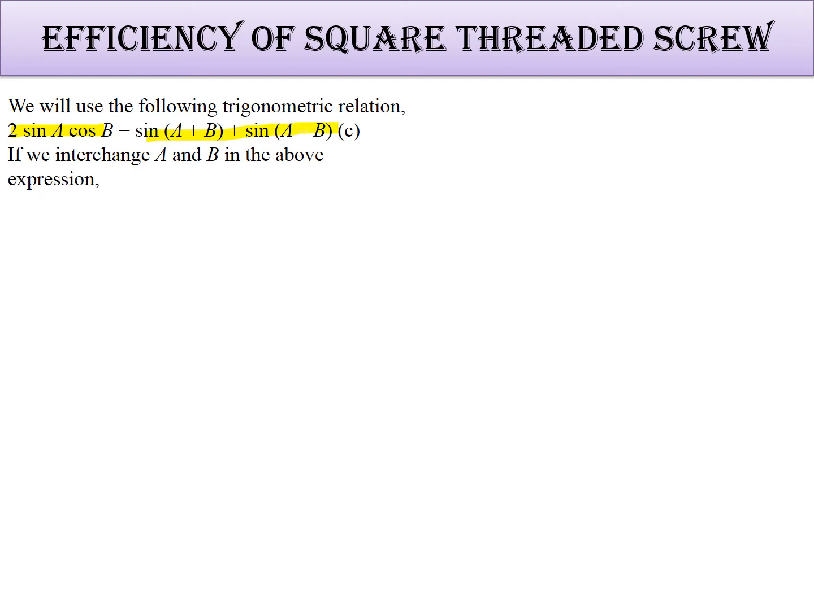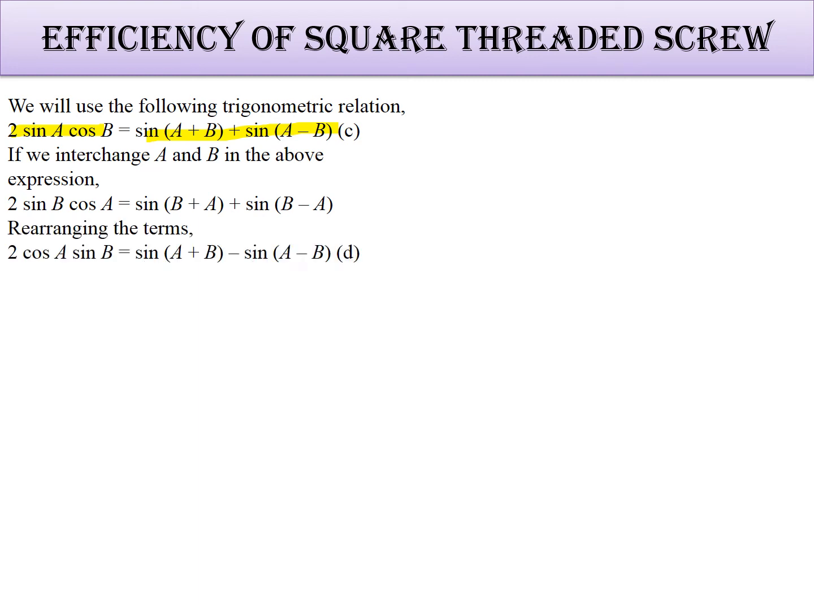Now the second term is what? 2 sine of b cos of a. So we are rearranging these terms in this way. This is the base equation which we are using here. To understand from where we have taken that formula, I have written this thing.